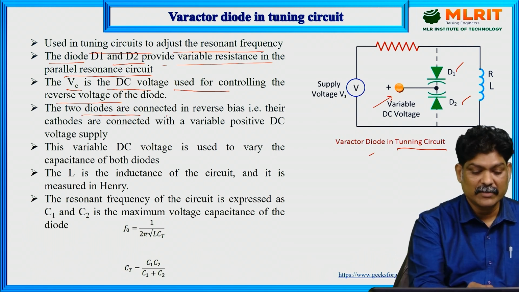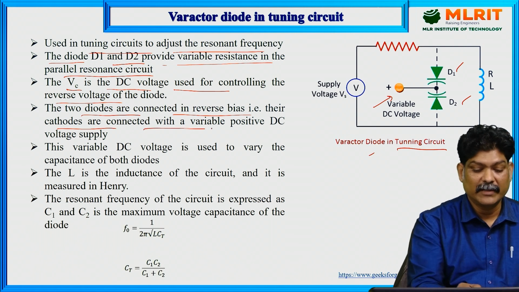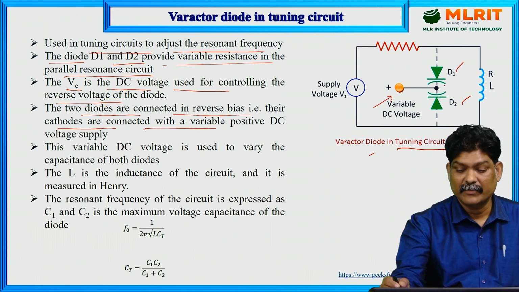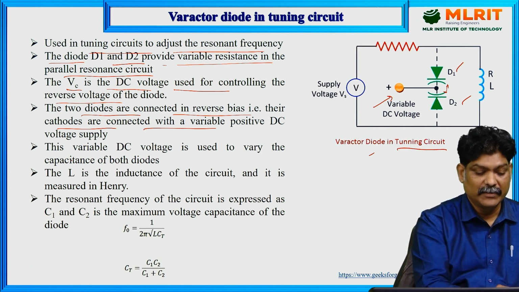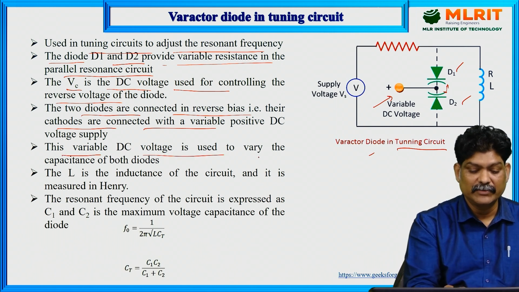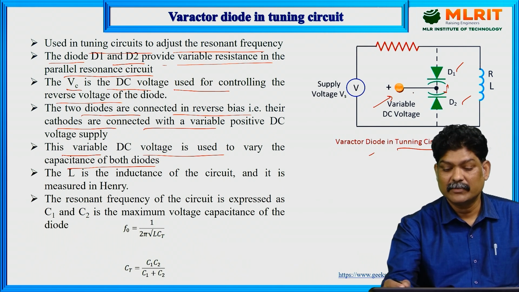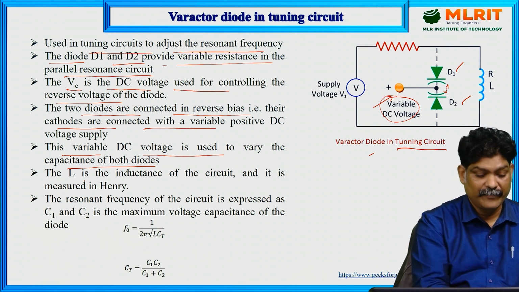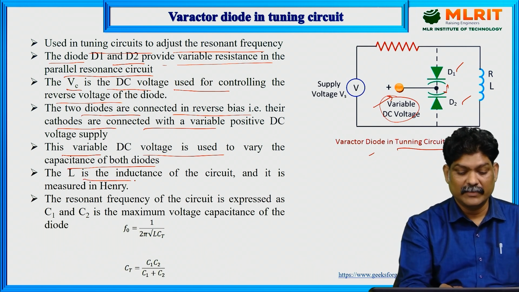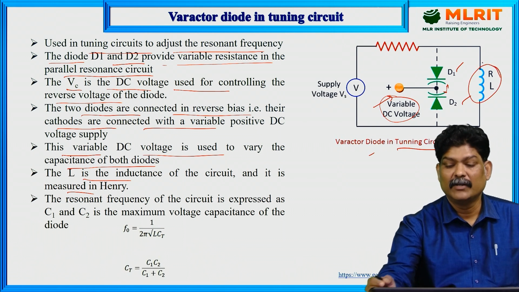The two diodes are connected in reverse, that is, their cathodes are connected together with a variable voltage. If you observe, the cathodes are connected here in opposite. So this variable DC voltage is used to vary the capacitance of both the diodes. So the capacitance of this Varactor diode can be controlled by this variable DC voltage. L is the inductance of the circuit, and usually the inductor is for tuning purpose.